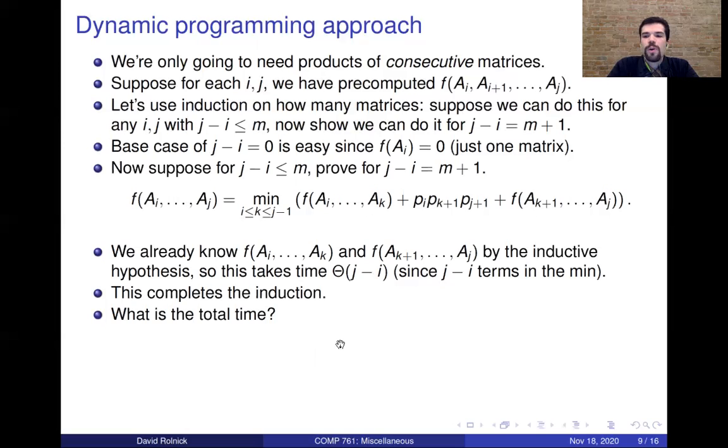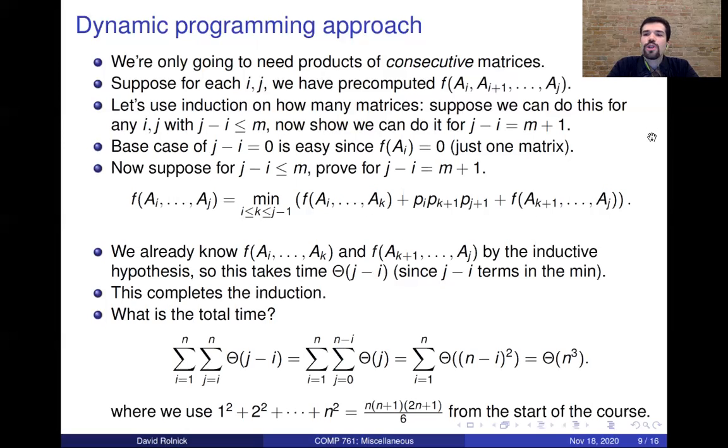OK. So it is actually a little bit higher. It's going to be n cubed. And here's the reason. You're going to have to do this for every possible i, j, for every i between 1 and n, and for every j between i and n, so every j greater than i. And for each of those, it's going to take time theta of j minus i. And you do it in order by m. So you start out with j minus i equals 0, and then you go to j minus i equals 1, and then you go to j minus i equals 2.